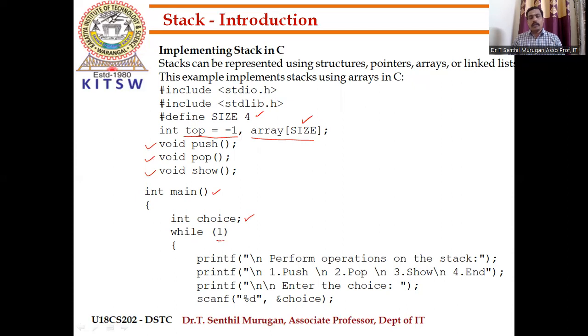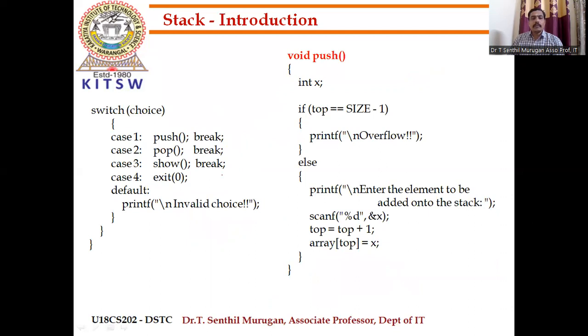Okay, while true, it will print perform operation on the stack. The menu will be there: 1 push, 2 pop, 3 show, 4 end. If you press 4, it will end. So you have to get the choice from 1 to 4. Okay, so after getting it, the function will be called.